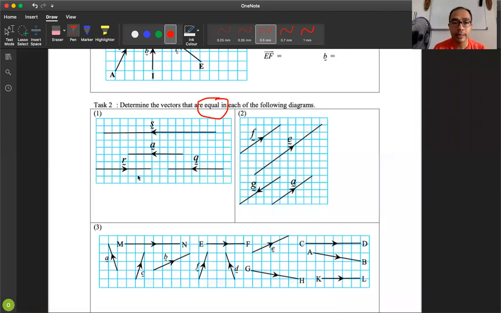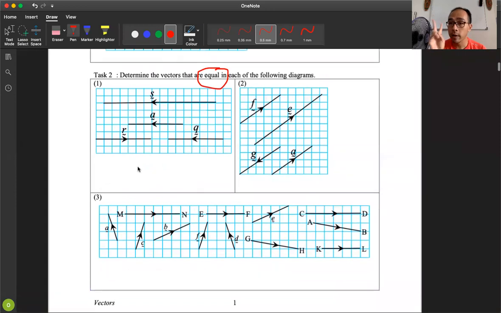In this case, number 2, we find that there are only two vectors that are the same, which is vector A and vector Q. Because look, vector A is 1, 2, 3, 4, 5, 6, 7 boxes. Vector Q is 1, 2, 3, 4, 5, 6, also 7 boxes. So they must be same direction and same distance. Then they are equal vectors.